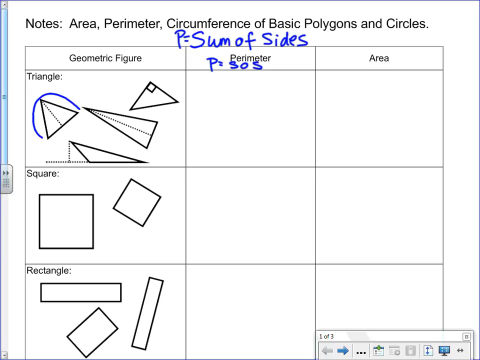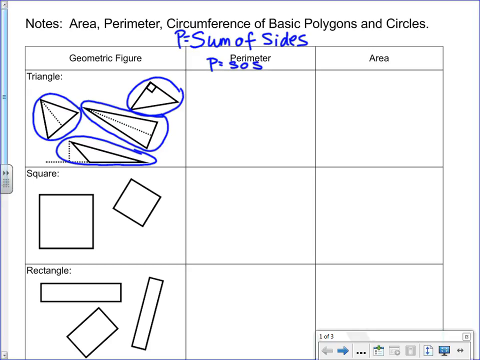This here would be an equilateral triangle. All those sides are the same. Here is a scalene triangle with one of your angles greater than 90 degrees, so the height is actually on the outside of the triangle. This would be an isosceles triangle here. And then this here would be a right triangle.